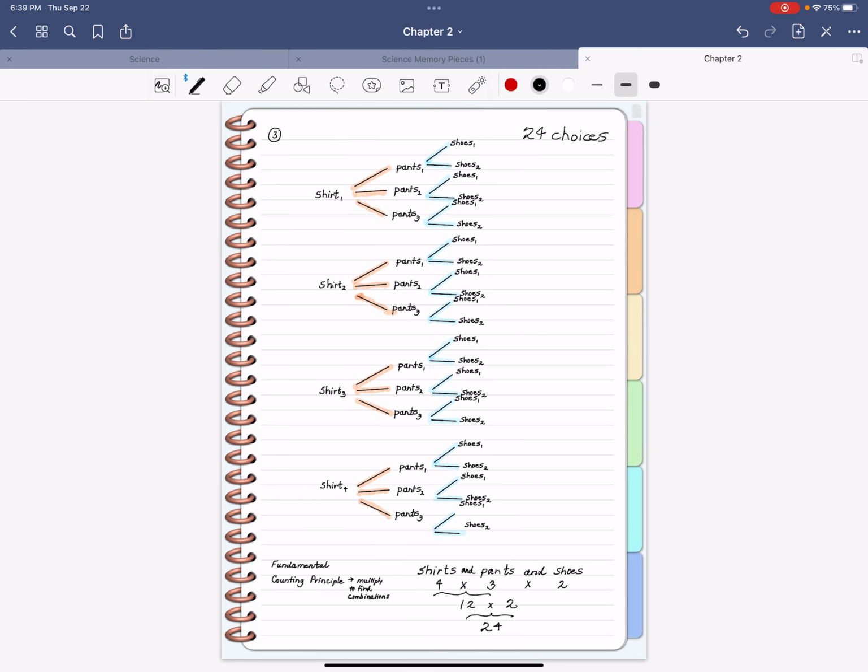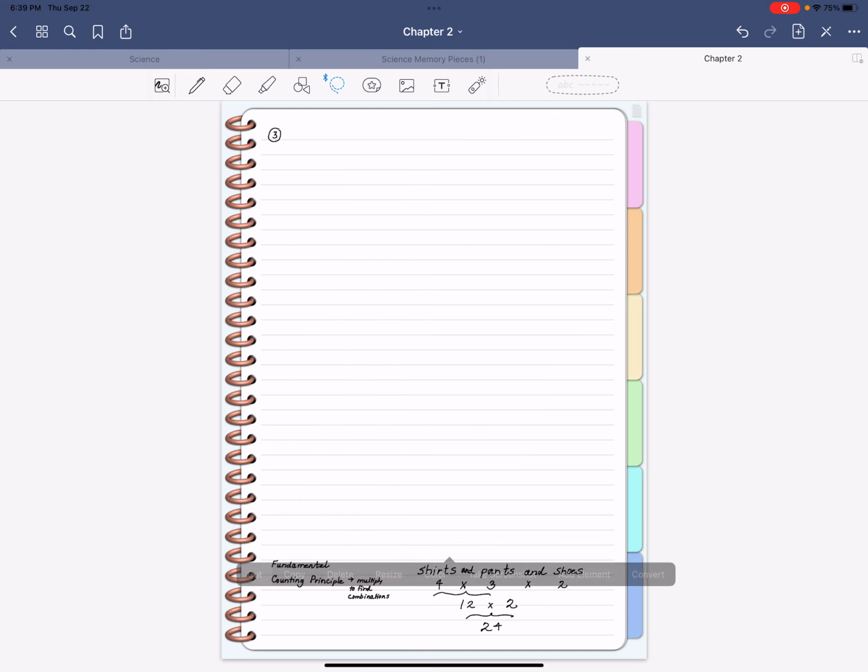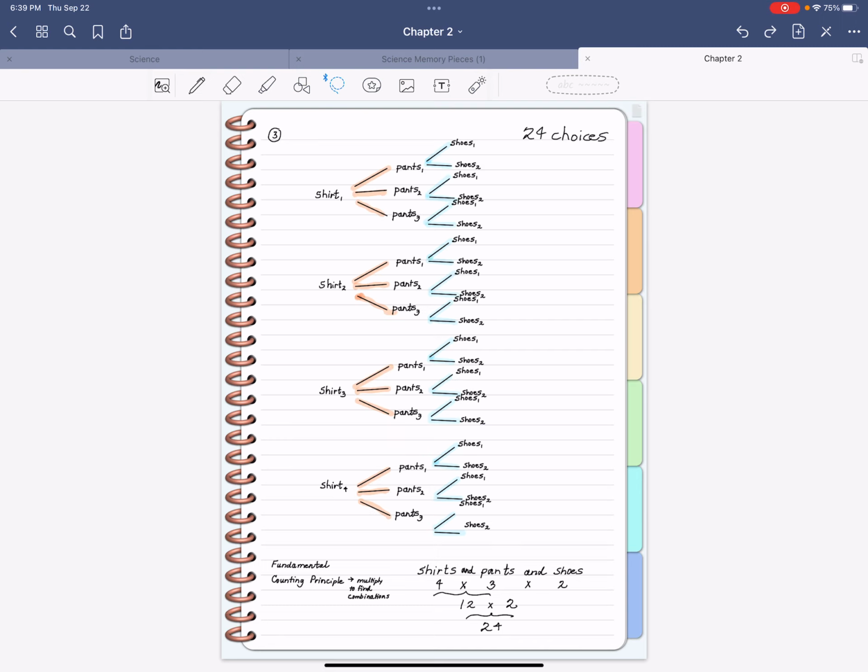choices. So if I know about the fundamental counting principle, I don't have to draw that tree. I can just use that counting principle to find the answer I need. But there's the tree if you'd like to print this page. And I'm not drawing any more trees unless they tell me to. And then I'll do what they say. All right, so the answer here is 24 combinations.